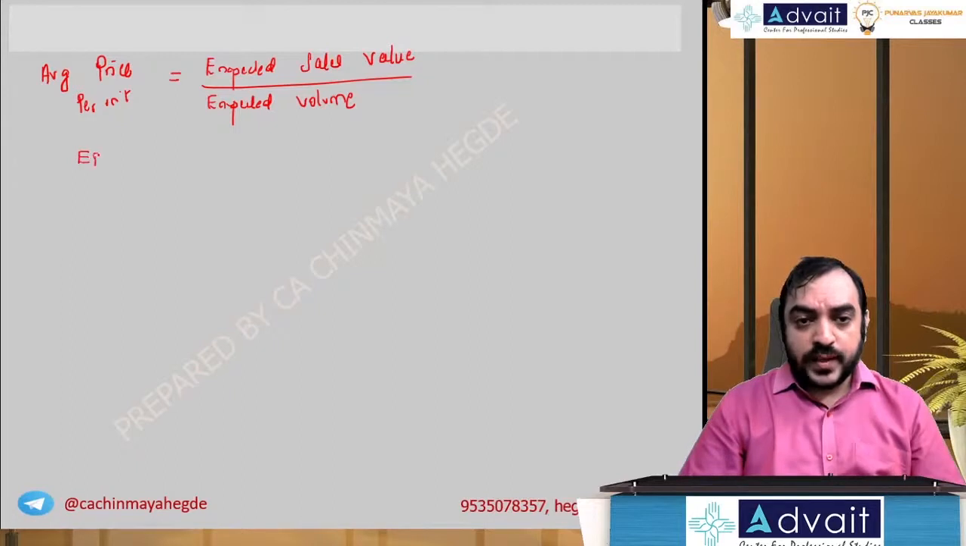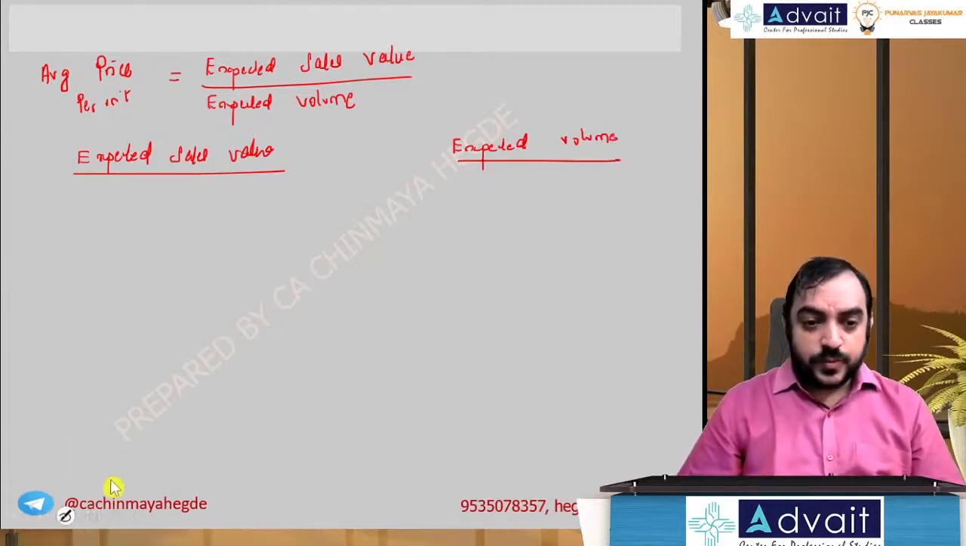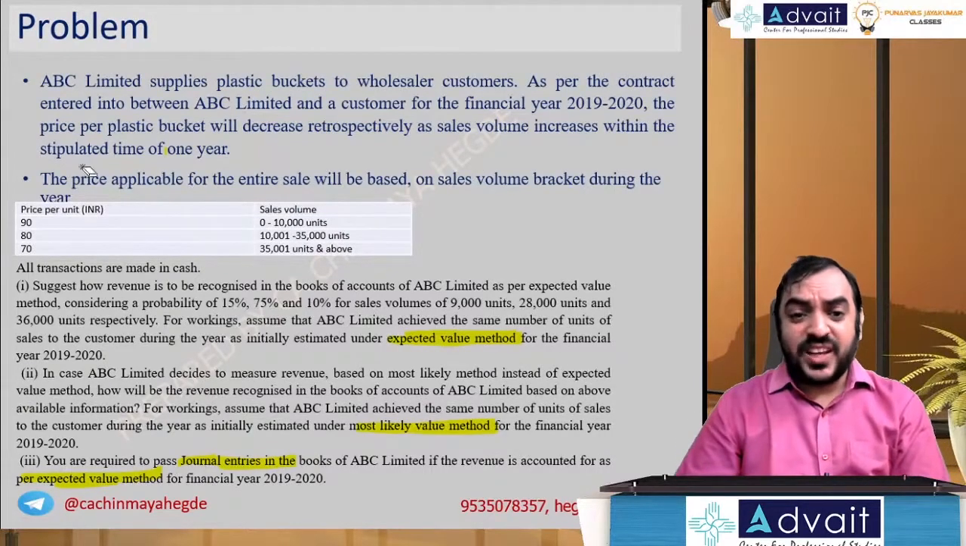So first I'll calculate the expected sales value, and then I'll calculate expected volume, then I'll take an average. Okay, now expected sales value. So what is going to be the sales value and probability? What is going to be the expected sale value? Volume of 9,000 units, probability of 15%.